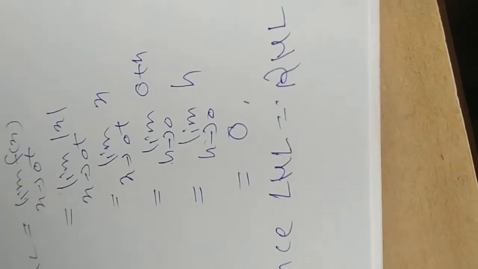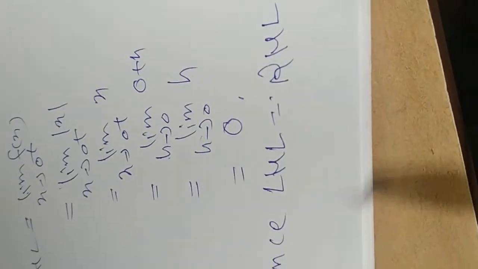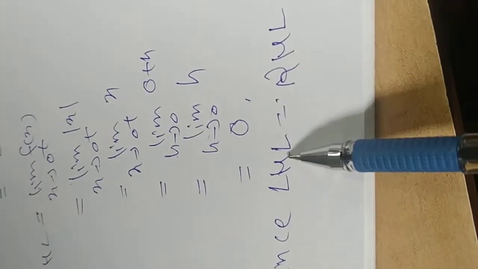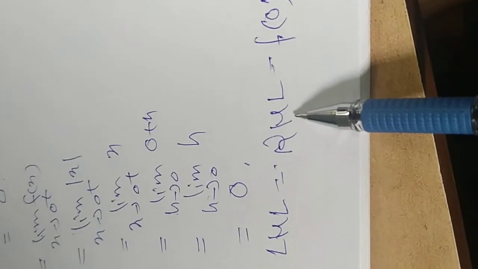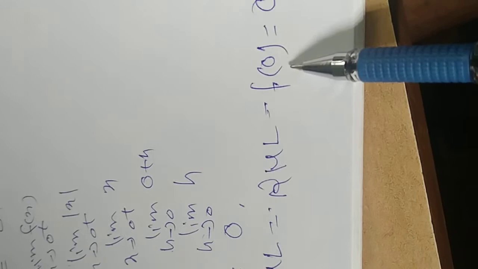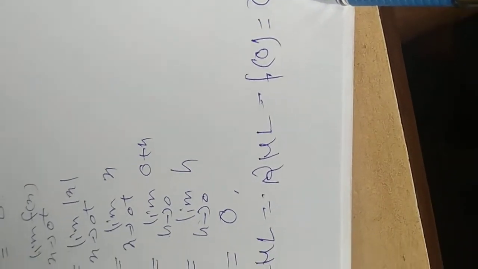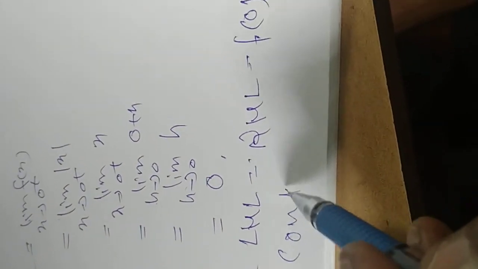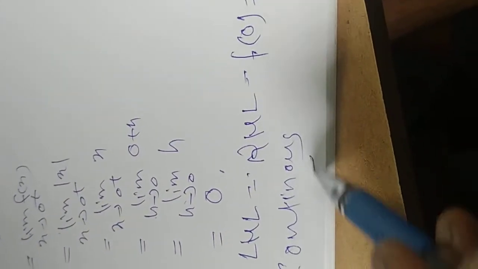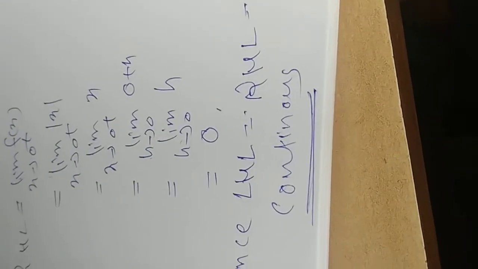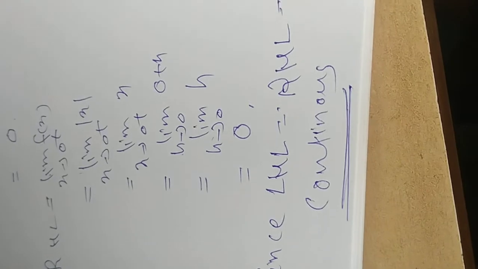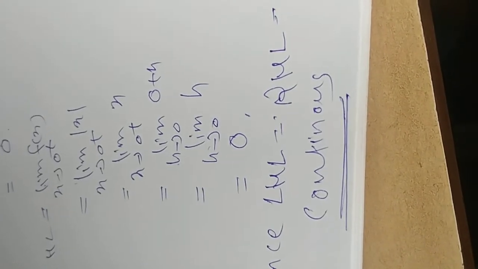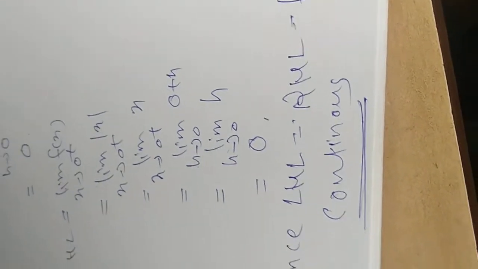Remember, this happens to be a modulus function. Since LHL is equal to RHL is equal to f of 0 is equal to 0, the function is continuous at x is equal to 0. So the modulus function happens to be a continuous function at x is equal to 0.